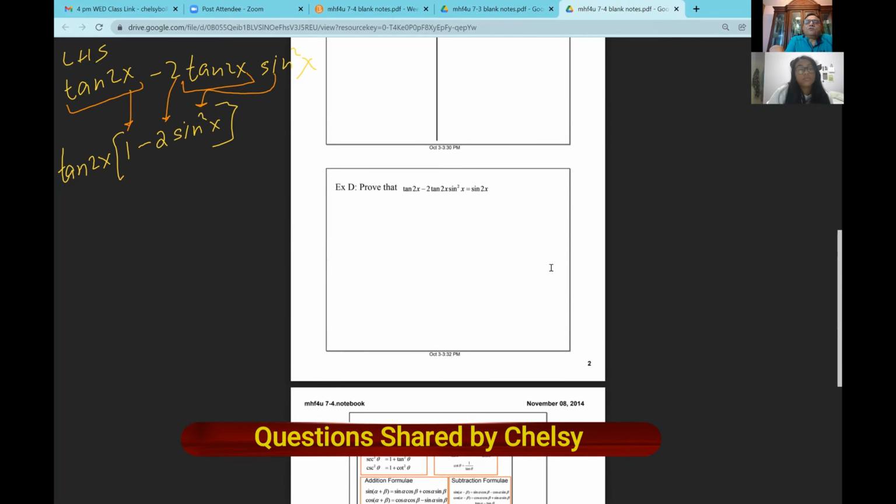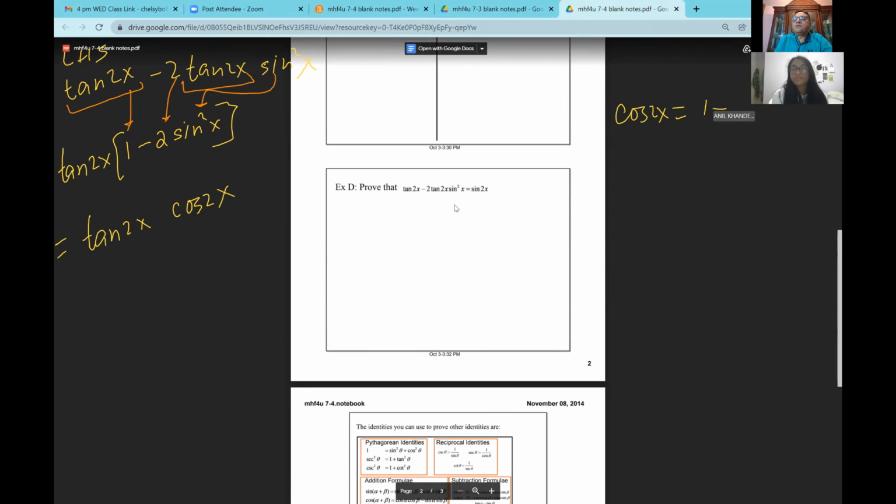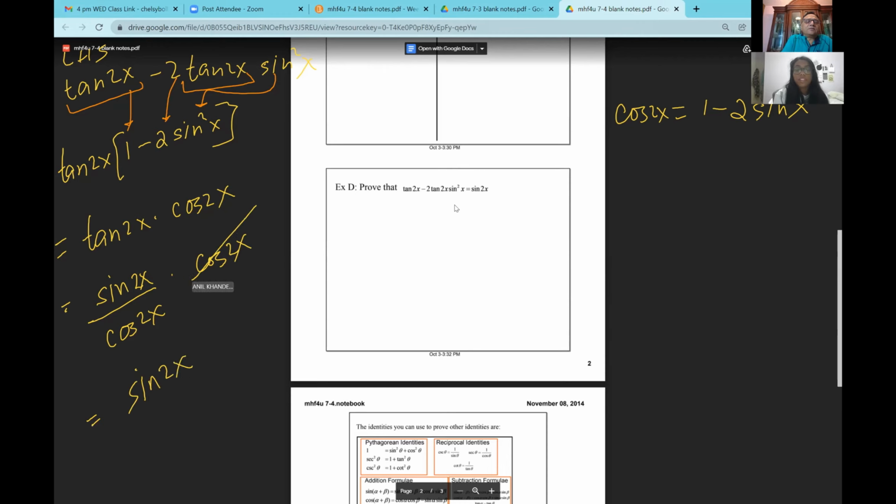Okay. So now you remember what is 1 minus 2 sine square x? Tell me. I don't remember. Cos 2x. Okay. You remember the cos 2x formula? 3 formulae were there, right? So one of them was 1 minus 2 sine square x, correct? So we'll replace 1 minus 2 sine square x by cos 2x. And now we are going to write tan 2x as the ratio of sine 2x over cos 2x. What do we get? Oh, then they cancel out and you're left with the right side.